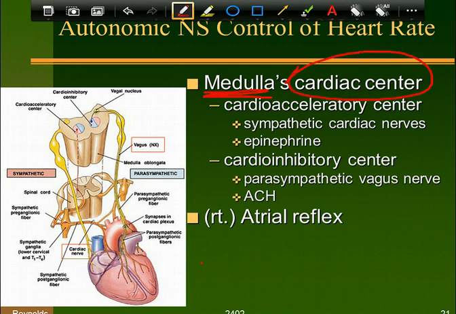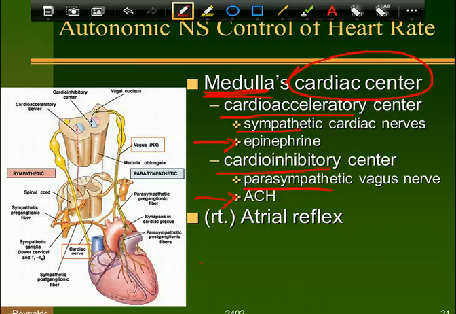vasomotor center, we'll talk about in the next chapter. Respiratory center, we'll talk about with respiration. Two parts: cardioacceleratory center, that's easy to understand, and cardioinhibitory center. Cardioacceleratory, sympathetic; inhibitory, parasympathetic. Neurotransmitters, you know all this, fight or flight. Okay, so acceleratory center, fight or flight response. Inhibitory center, go back, restore to normal.